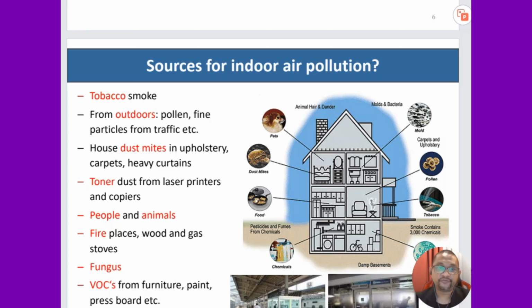Also, fuel burning appliances like gas stoves, heaters, and fireplaces that burn wood, natural gas, or oil can release pollutants like carbon monoxide, nitrogen dioxide, and particulate matter. Candle and incense burning can release particulate matter, carbon monoxide, and VOCs.